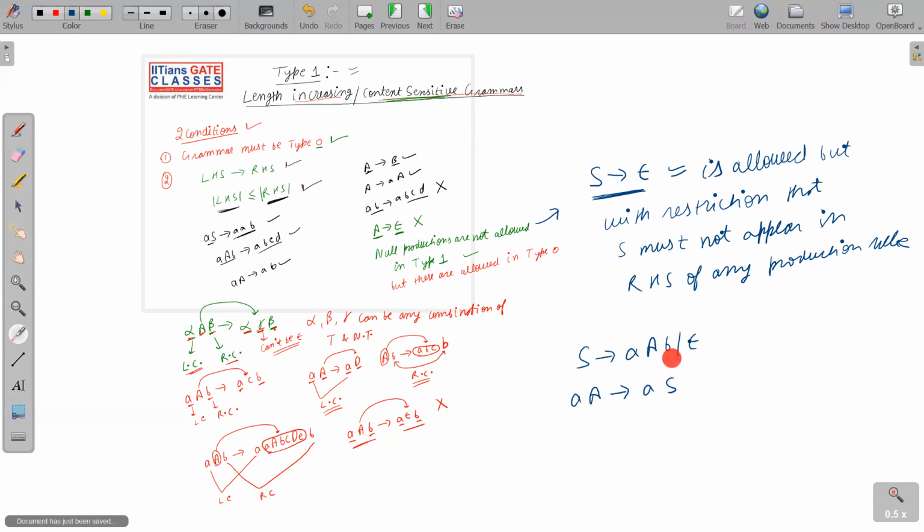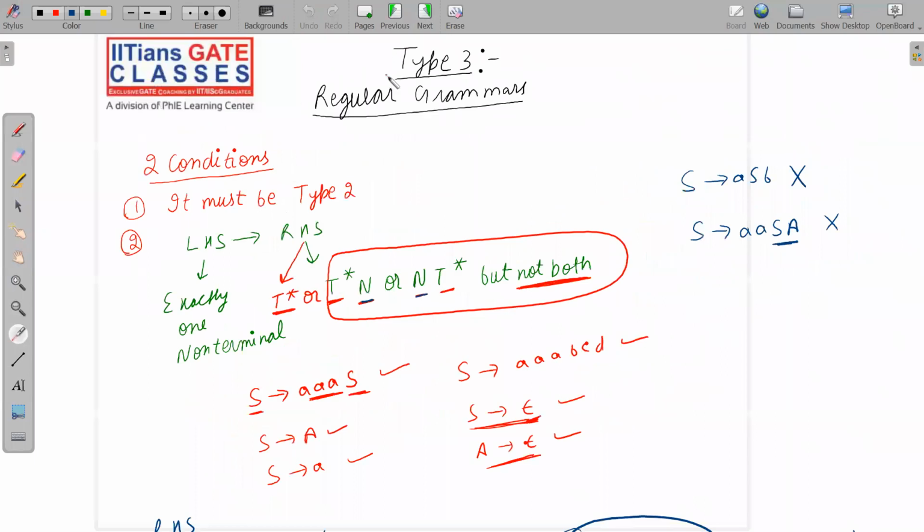Okay, please remember this fact. This is the simplest example which I have shown to you. Here S implies null is present, but I have said that S implies null is allowed in type 1, with the restriction that S must not appear in the RHS of any production rule. But in this production rule, S is present in the RHS. Hence, I will say that this is not type 1. I hope I have made the point clear to all of you.